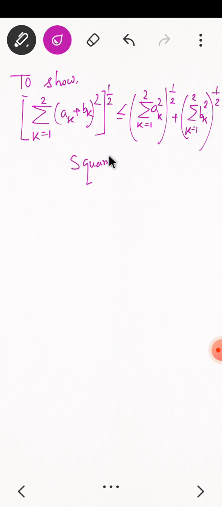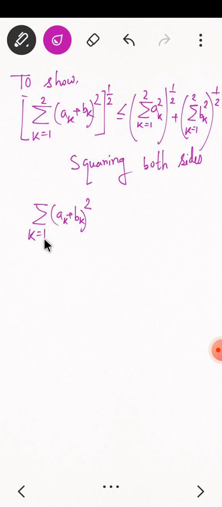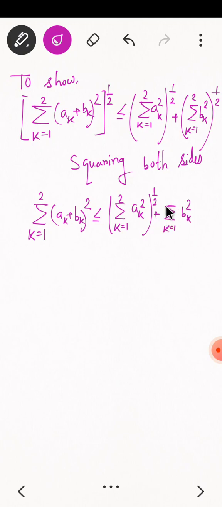Squaring both sides, we get the summation of (ak plus bk) whole square, k varies from 1 to 2, is less than or equal to the summation over ak square, k equal to 1 to 2, whole to the power half, plus the summation over bk square, k equal to 1 to 2, whole to the power half, whole square.